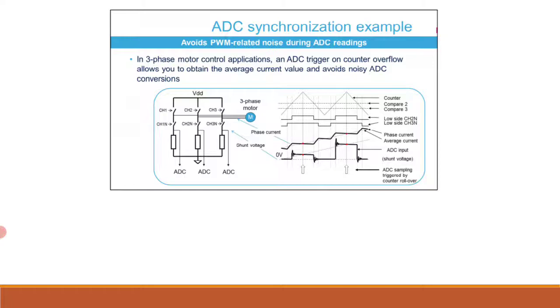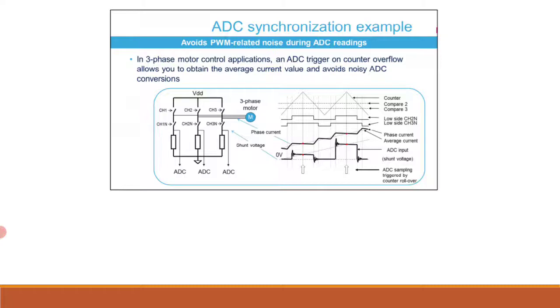So in this example, a PWM synchronized ADC trigger for 3-phase motor control. It is mandatory to have ADC readings synchronized with the PWM generated for controlling the power stage. This allows extraction of the average value of the current waveform ripple and makes sure the ADC reading is done at an adequate distance from the ringing due to the power switches.